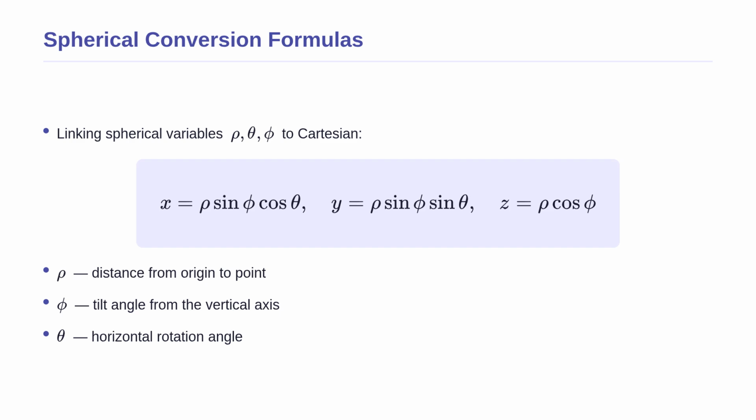just like we did in cylindrical coordinates. The symbol rho is a distance, measured in meters. The symbols phi and theta are angles in radians. If you increase phi, the point physically drops lower toward the ground. If you increase rho, the point shoots further out into space.